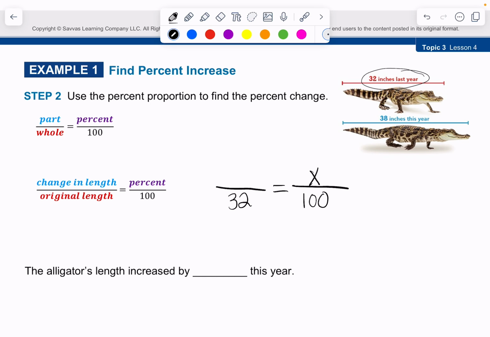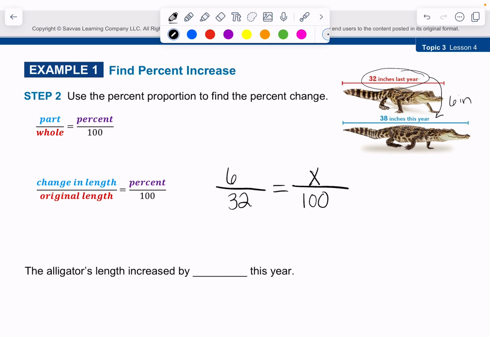Our part is represented by the amount of change. We grew from 32 inches to 38 inches, so we grew an extra 6 inches over that time. So 6 inches is our part. Now we have our proportion, and we're able to go ahead and solve it.